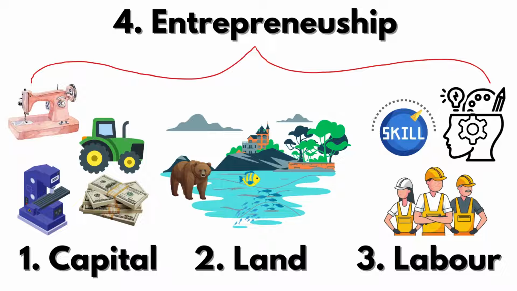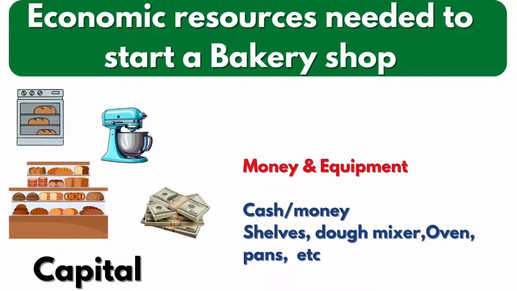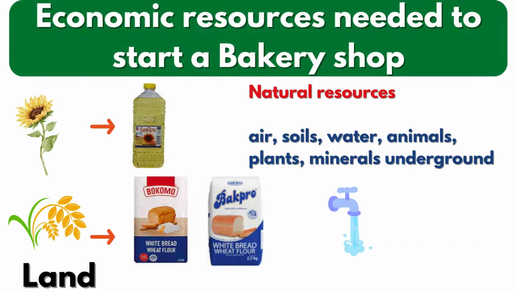To start a bakery, we need capital such as money, a baking oven, a dough mixer, shelves for displaying the breads, baking pans, and a machine for slicing the bread. We also need resources like wheat flour, which comes from the wheat plant, cooking oil from sunflowers, sugar from sugarcane, salt from the sea, water, and yeast. Did you notice that the examples we are giving are matching the definition for land? All resources we get from nature.